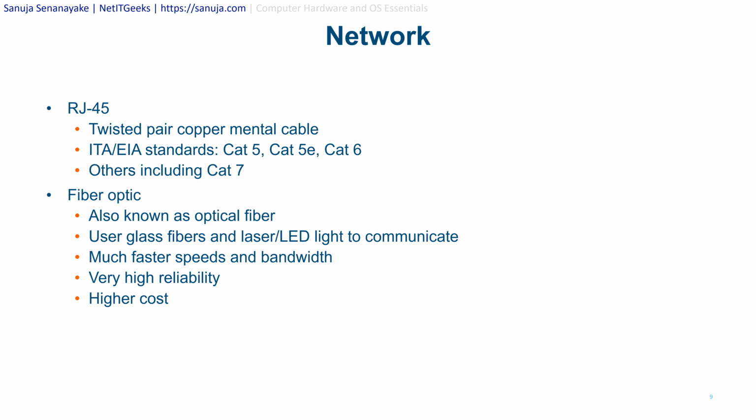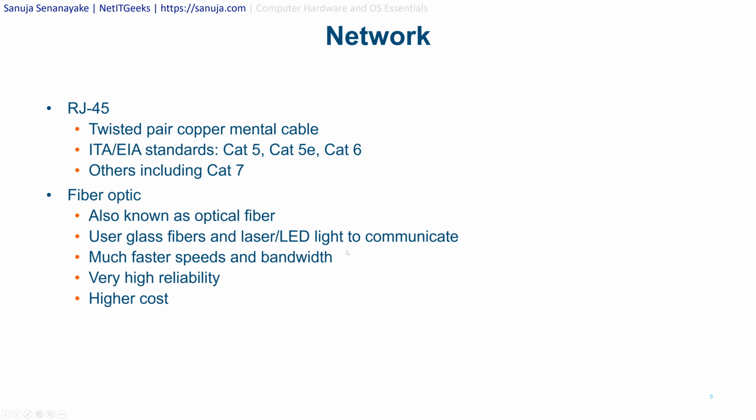When it comes to fiber optic, we use glass fibers and laser or LED light against those glass fibers to communicate. So basically light is the medium that we are using, instead of just electrical current, which we use in this type of connection like the Cat5, Cat6 network connections. In fiber optics we use light, with much faster speed and much better bandwidth compared to twisted pair cables, and it also increases the reliability of the connection.